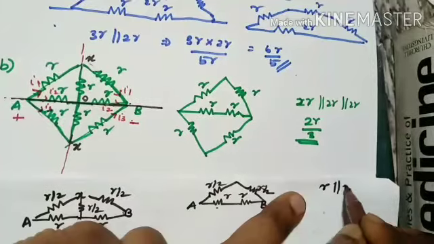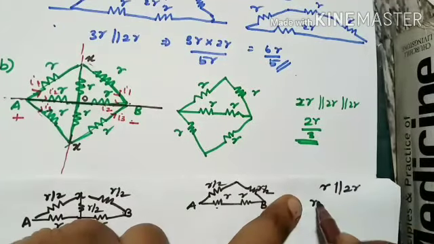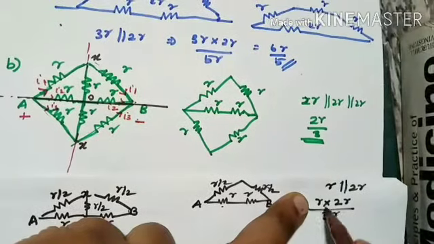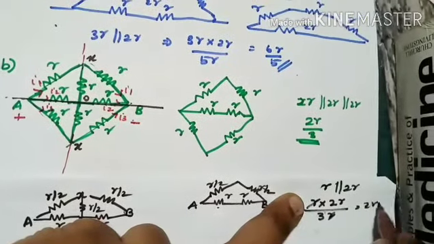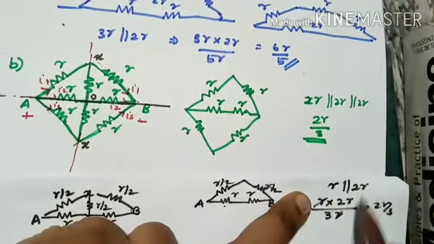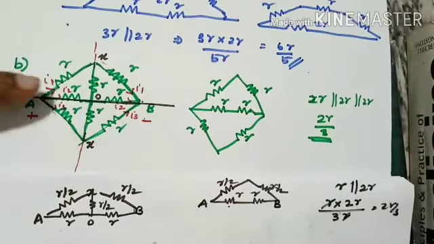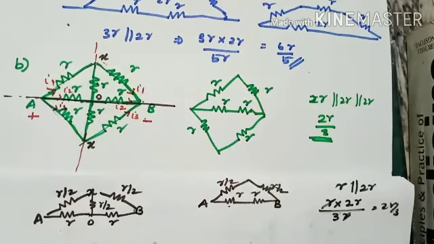So R is parallel to 2R. The equivalent resistance is R1 into R2 divided by R1 plus R2, that is 2R squared over 3R. So the answer is 2R by 3. You got the same answer previously also. So this circuit we could solve by both the mirror symmetry method as well as the folding symmetry method.